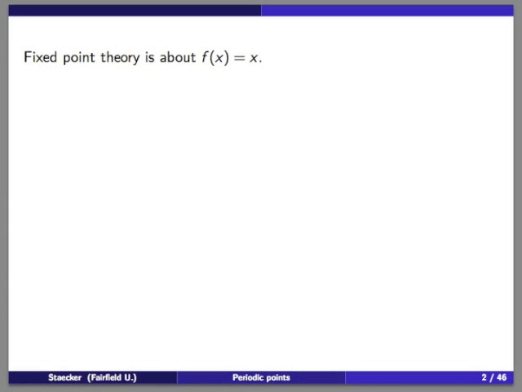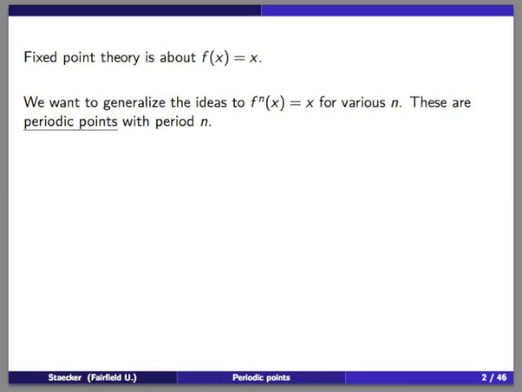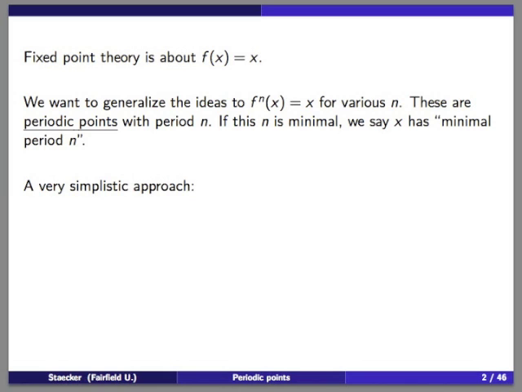Okay, so fixed point theory is about f of x equal x. And our goal for today is to generalize those Nielsen theory ideas to this situation, f to the n of x, that's the nth iteration. f to the n of x equals x for various n. These are called the periodic points with period n. I'm sure we all know. And when the n is minimal, I'm going to say that x has minimal period n. So when I say x has period n, it doesn't necessarily mean that it's a minimal period. I'm going to say specifically when I'm talking about minimal periods.